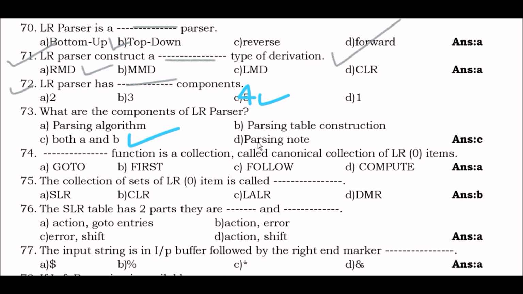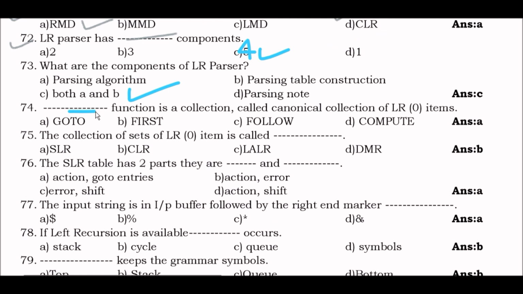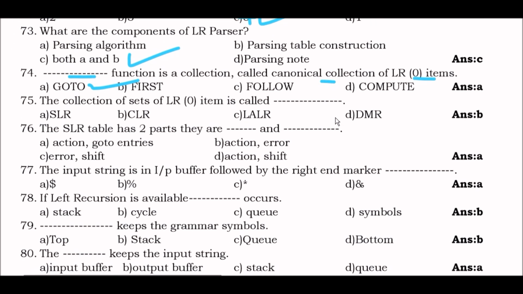Okay, next question, blank space function is a collection called canonical collection of LR0 items. Right answer is option A, goto. Goto function is a collection called canonical collection of LR0 items. Next question, the collection of sets of LR0 items is called blank space. Option B, CLR.